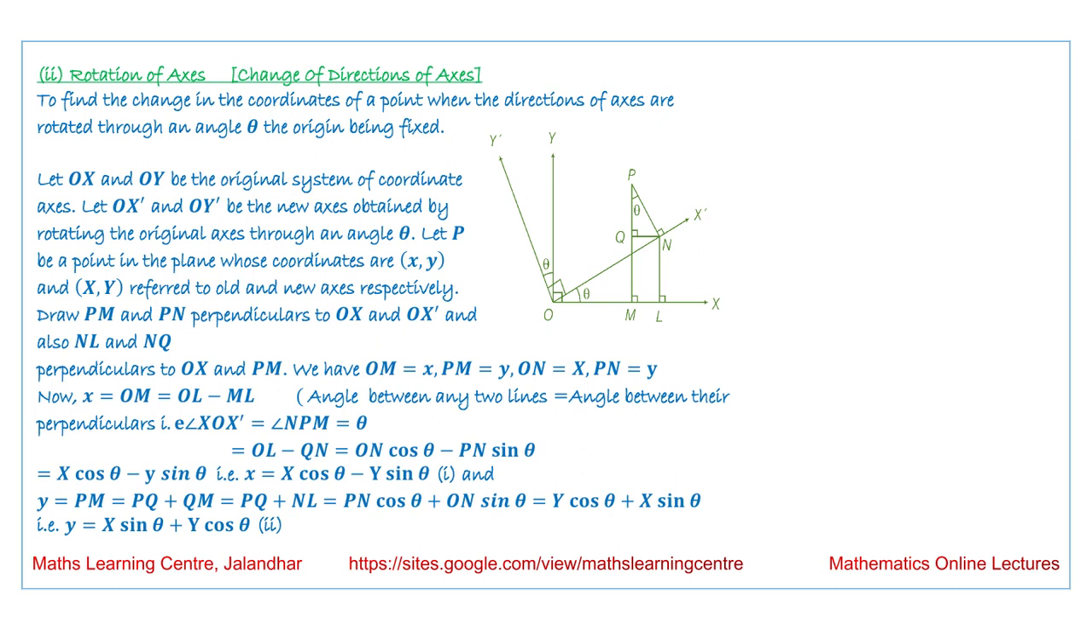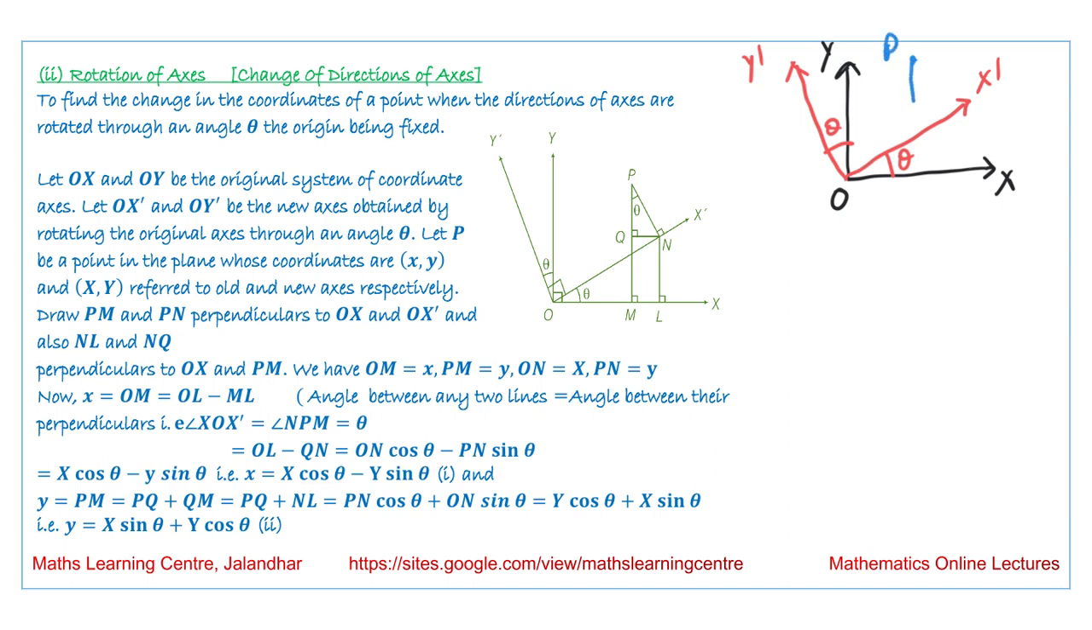Next topic we have is the rotation of the axis. Suppose these are the x axis and the y axis, this is the origin O, and the new axes are obtained by rotating these axes by an angle theta. These are rotated by an angle theta, this is x dash, this is y dash. Now, we are talking about any point P over here.